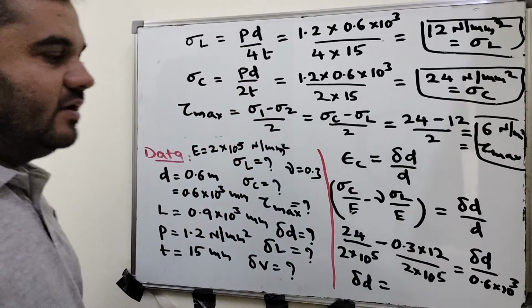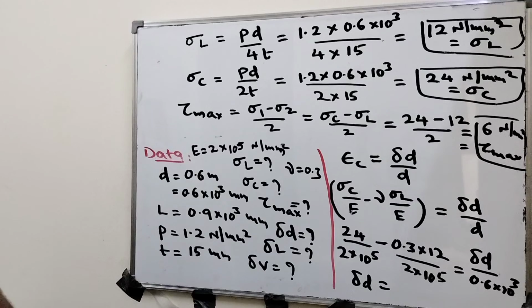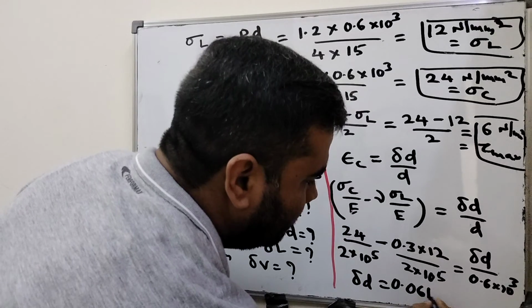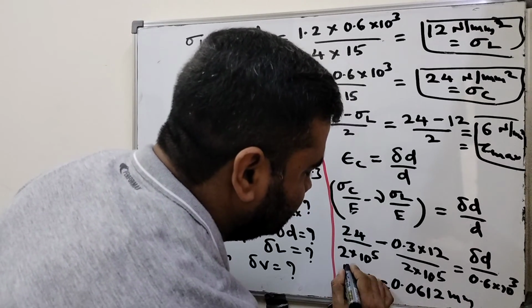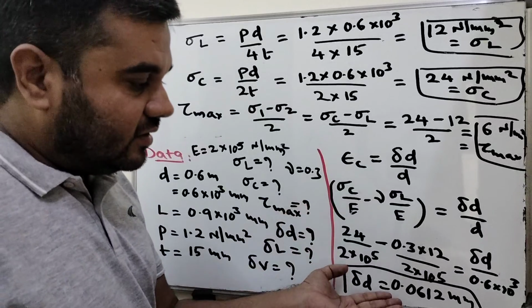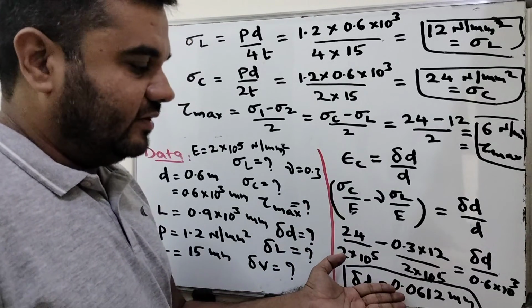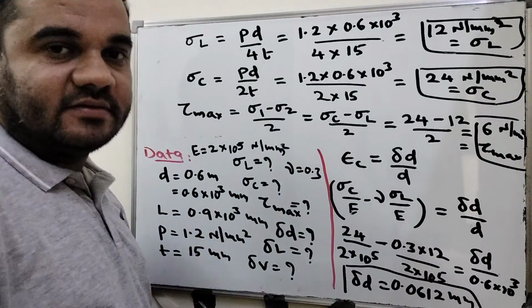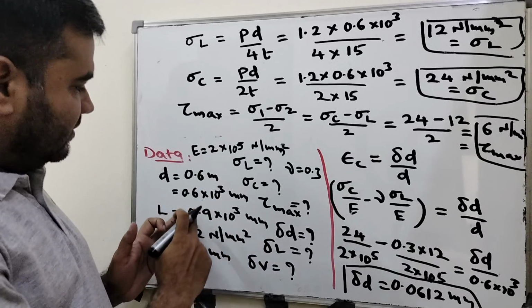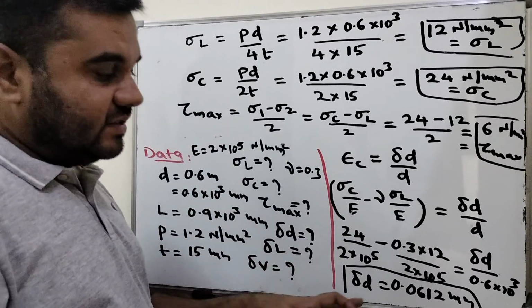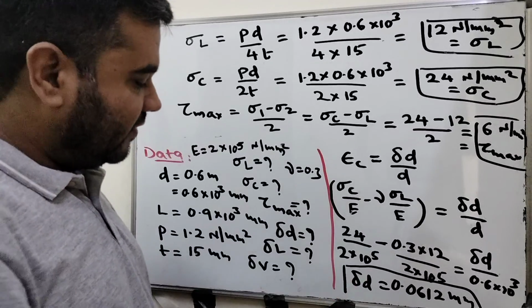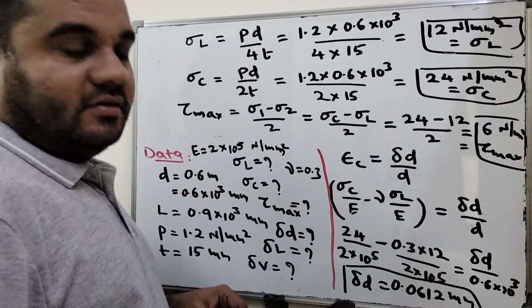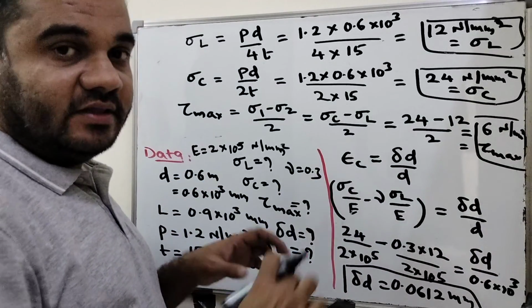Therefore, after simplifying, the change in diameter we will get here is 0.0612 millimeter. See here, not even 1 millimeter, not even 0.1 millimeter, right? 0.0612. The increase in diameter is this much due to this pressure and this wall thickness, because this is required for the design criteria, right? So now that I have calculated the change in diameter, in the same way we should go for the change in length. How much change in length is there in the cylinder?